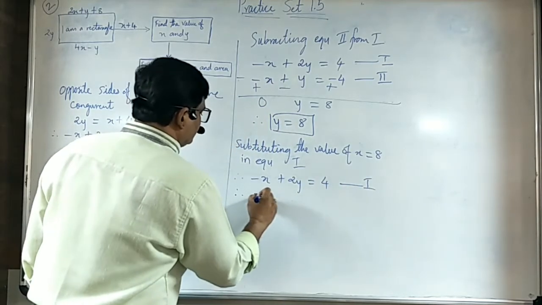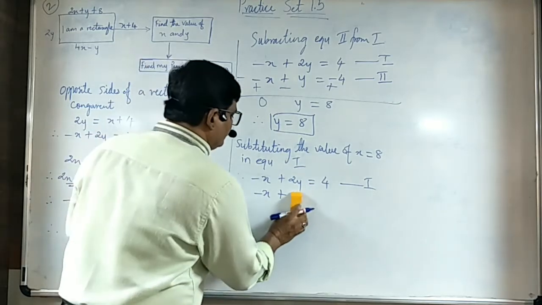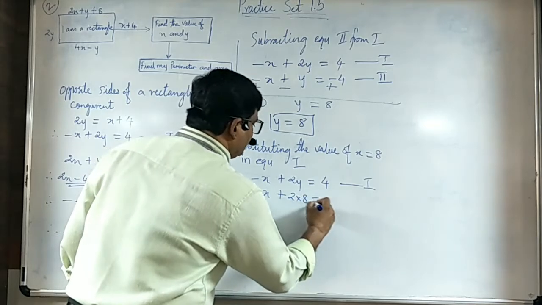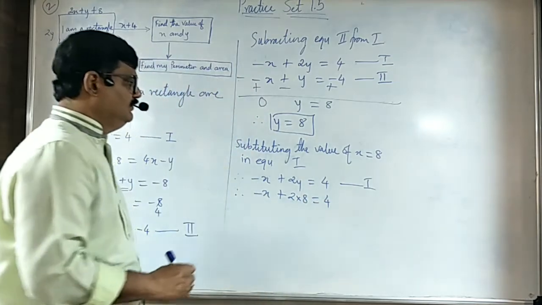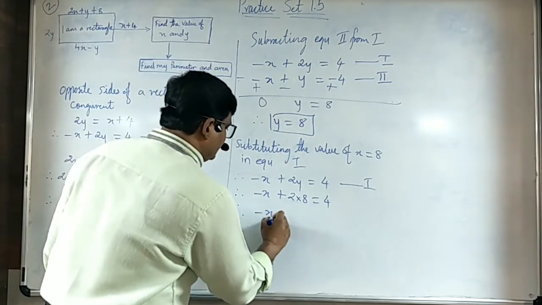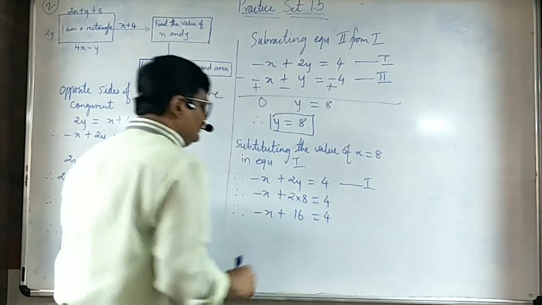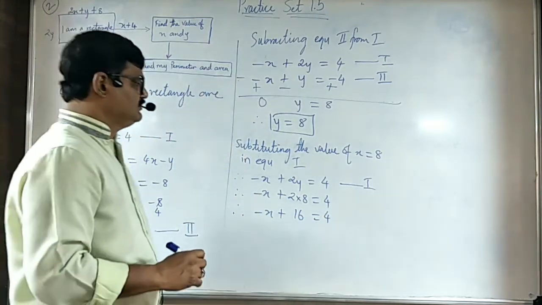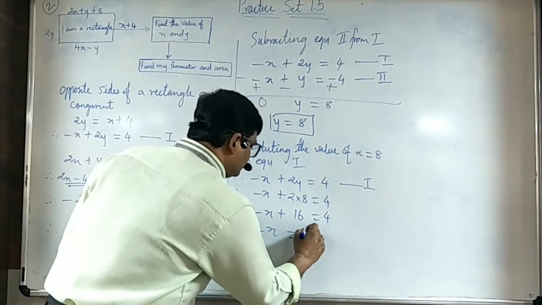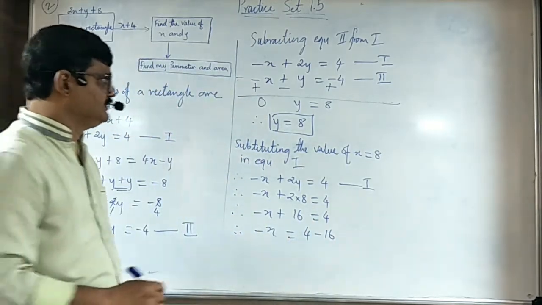So here you'll be getting minus x, we'll keep it as it is, 2 into y. We got the value of y, which is 8. So I'll write 8 is equal to 4. Therefore you'll have minus x plus 2 8s are 16 is equal to 4. Now therefore you'll be getting minus x is equal to 4 minus 16. Plus 16 will go that side, we'll be getting minus 16.